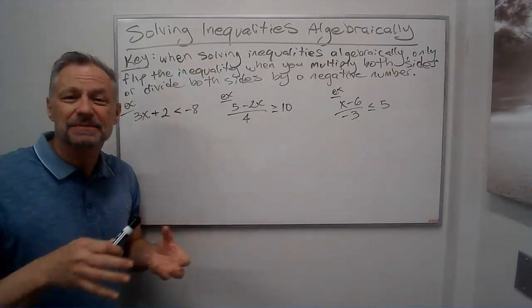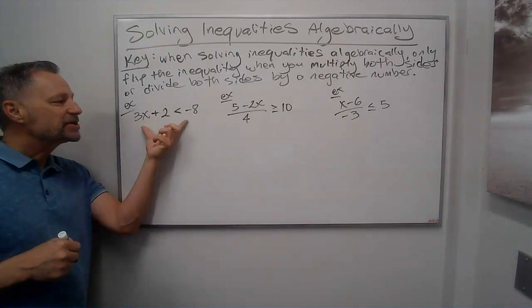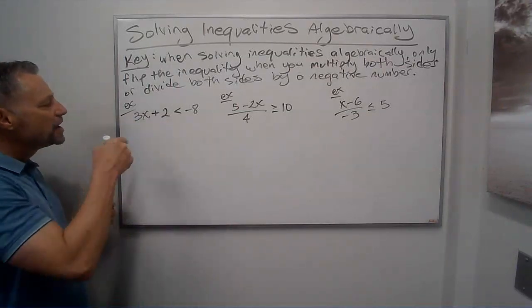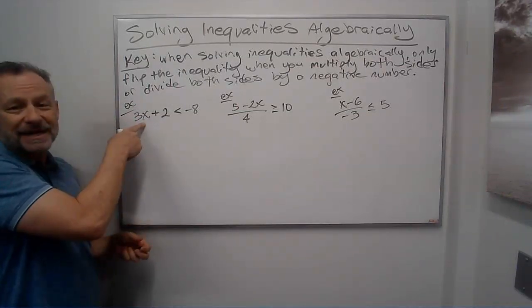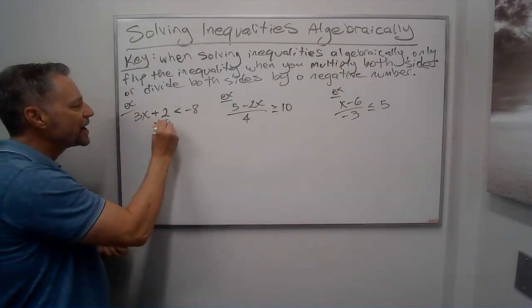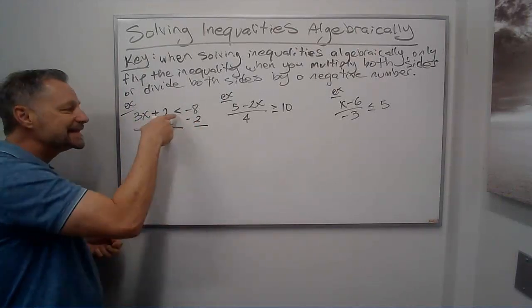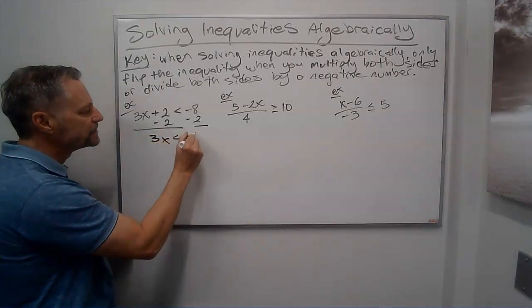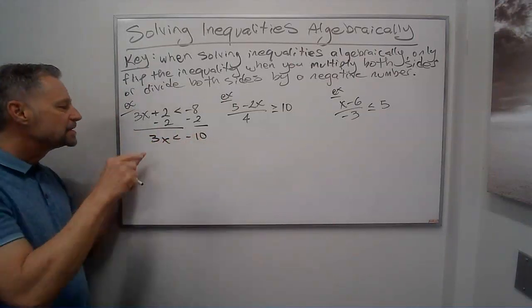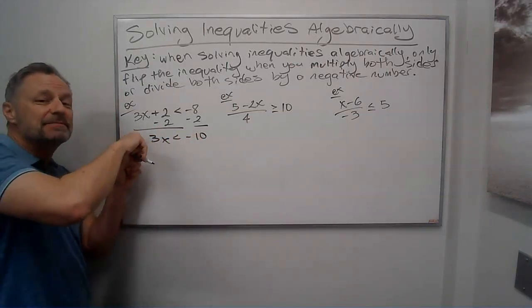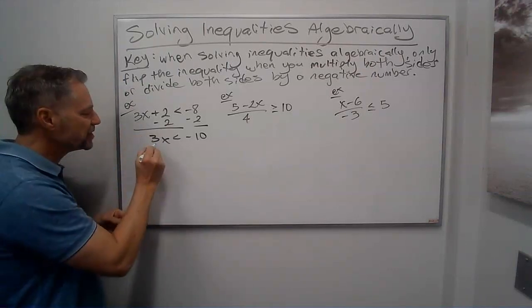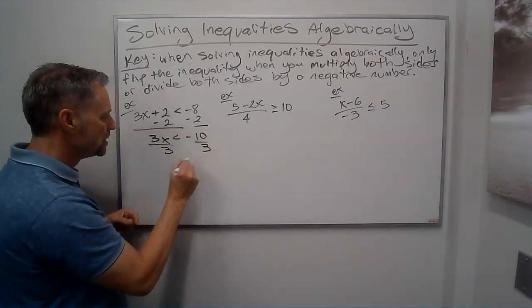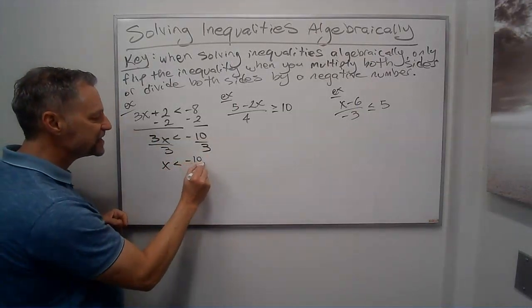Okay, so let's look at some examples so we can get this down. We want to solve this inequality. Just like solving an equation, we want to get the x by itself. So I'm going to subtract 2. Notice I leave the inequality just the way it's pointing. Divide by 3. Since I'm dividing by a positive number, I don't flip the inequality. And I get x is less than negative 10/3.